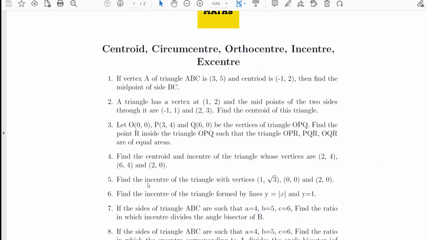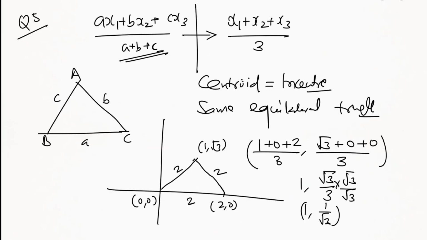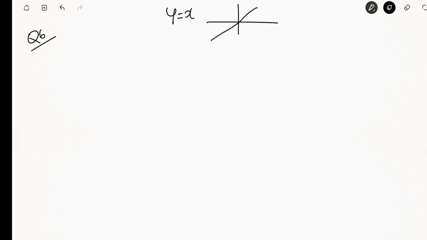Now moving to the next question. Find the incentre of the triangle formed by lines y equals mod of x and y equals 1. Let's do this. Question 6. Although we have not started straight lines formally, y equals x is a straight line. When y and x are the same, this will always be a straight line like this. And when y is mod of x in the negative side, this will become this one. Alright, so let's plot that.